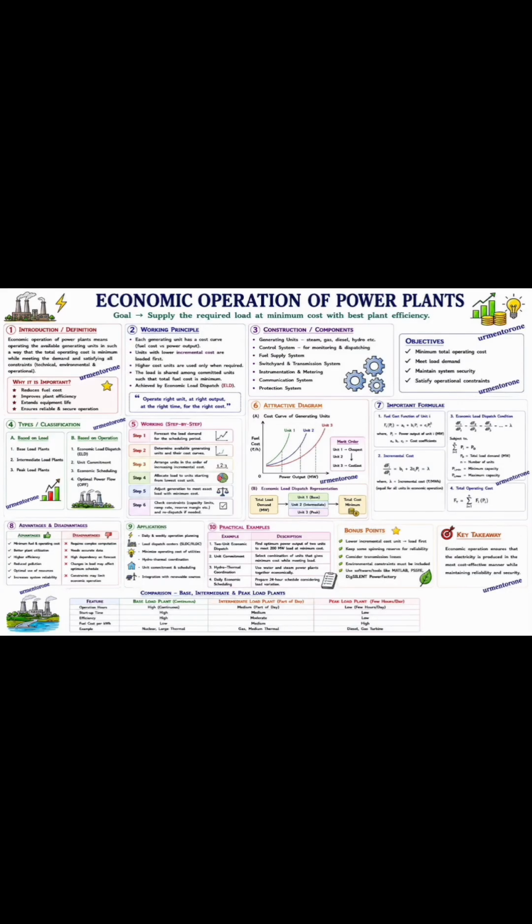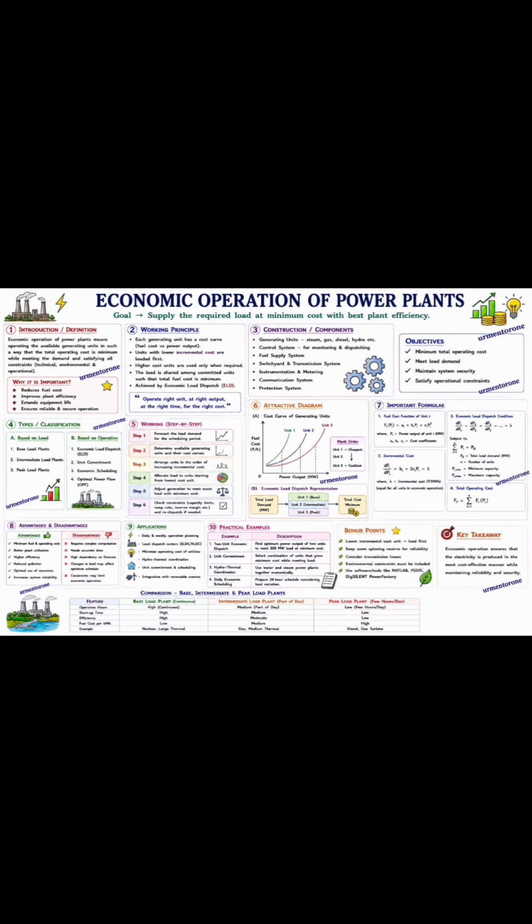Economic operation of power plants. Economic operation of power plants means operating the available generating units in such a way that the total operating cost is minimized while meeting the required demand and satisfying all constraints: technical, environmental, and operational. Why is it important? It reduces fuel cost, improves plant efficiency, extends equipment life, ensures reliable and secure operation.